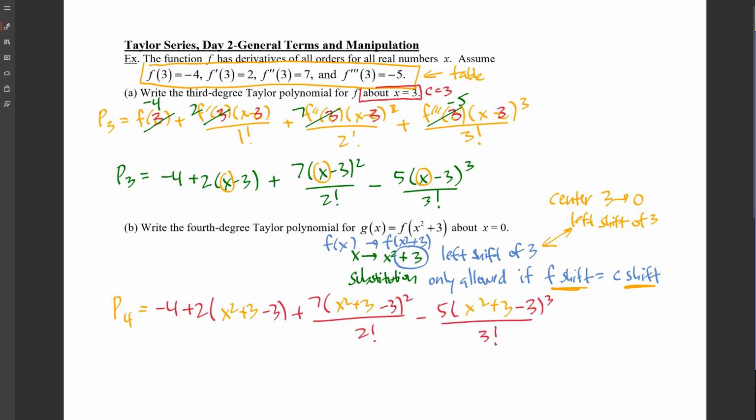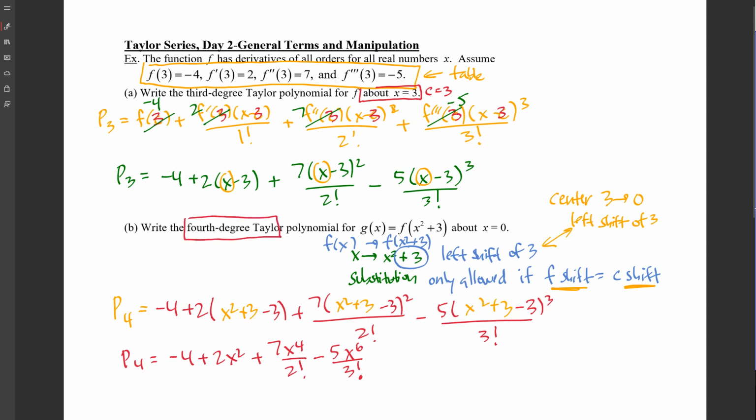And I want to go to the fourth degree, so let me simplify this. P4 is equal to negative 4 plus 2 times x squared plus 3 minus 3, which is 0 plus x squared, so 2x squared. Then 7x to the fourth over 2 factorial. And over here, this will be minus 5 times x squared raised to the third power. That's a power to a power, so that'll be x to the 6 over 3 factorial. I only want to the fourth degree.